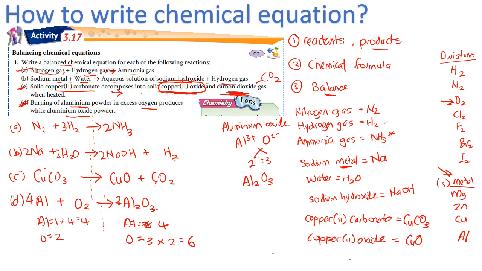Now the oxygen, here you got 2, you times 3, and it becomes 6. So 4, 4, 6, 6. So this is a balanced chemical equation. So this is how to build the chemical equations.